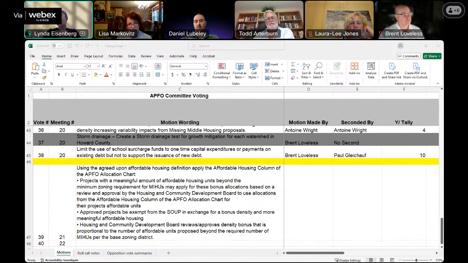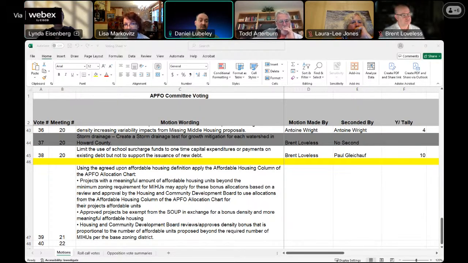So approved projects are the approved projects that they have. So how this would read is that if the Housing and Community Development Board accept the project and approve a project, then what the ask is, is that those approved projects would be exempt from the SOUP in exchange for they would get a bonus density and to have more meaningful affordable housing. So you can take that out. This was just the suggestion, so you can, again, massage this any way you want. Understood. I'm just trying, yeah.